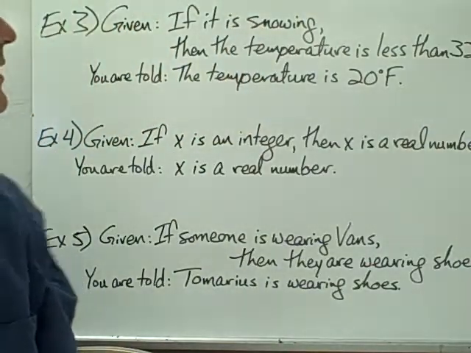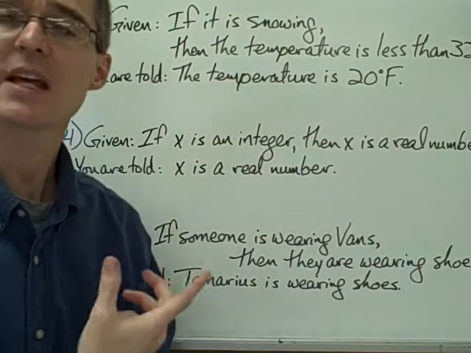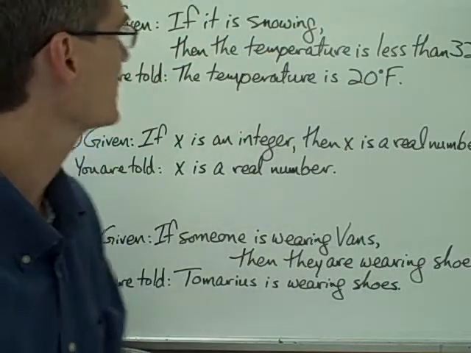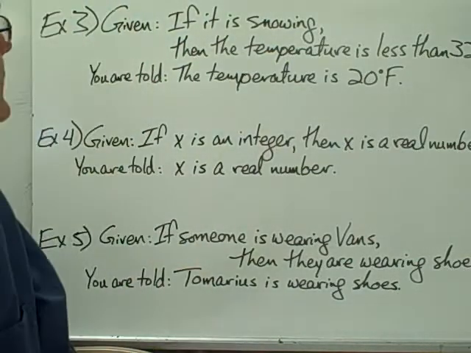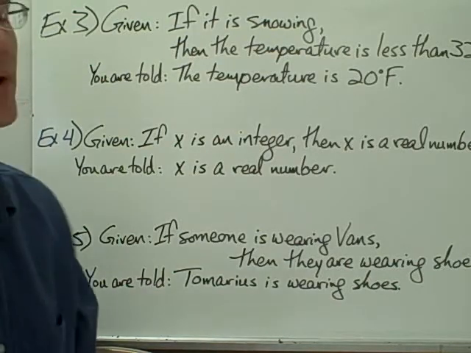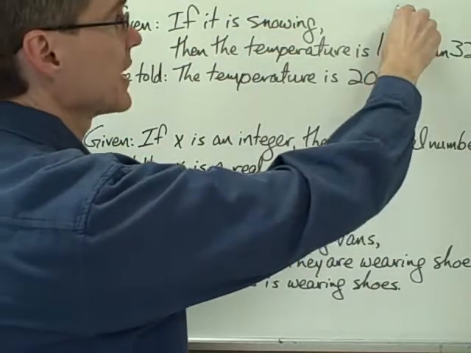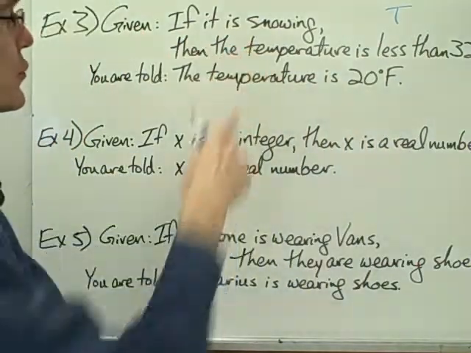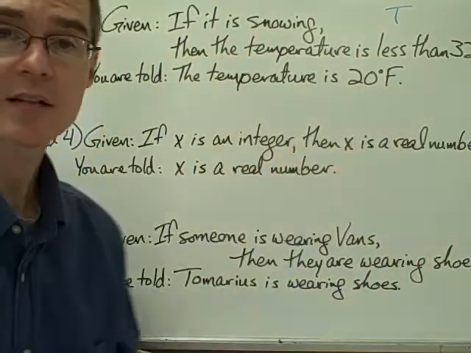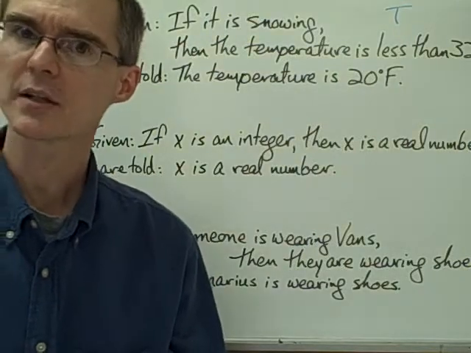Now, notice that it's important that the statement that you have, whatever it is that you're told, matches the hypothesis. Take a look at example number 3. It says, if it is snowing, then the temperature is less than 32 degrees Fahrenheit. So this is a true statement. I have a conditional that's true. And then I'm told the temperature is 20 degrees Fahrenheit. And I'm asked, what can I conclude from this?